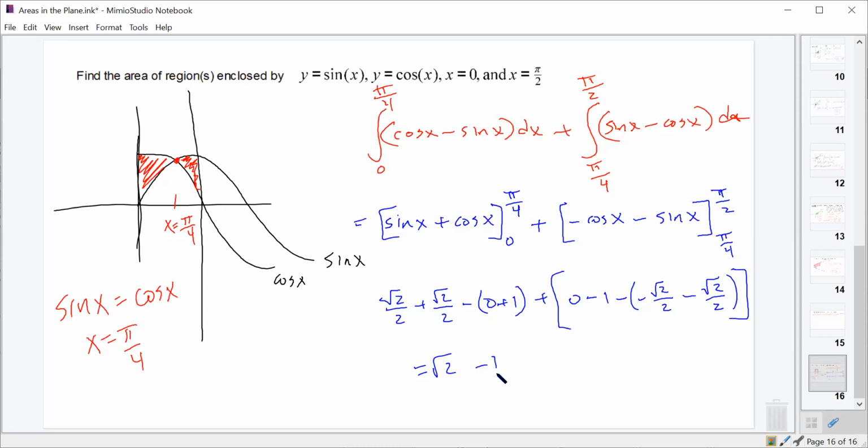Minus the 1. Minus another 1. And then minus to both of these, which makes both those positives. So that's plus another root 2. And we end up with 2 root 2 minus 2. Good or no? Good. All right, that is everything we are going to do with area. Area in the plane, area between curves, area of multiple regions with curves that intersect, all that stuff. Any questions on any of that?